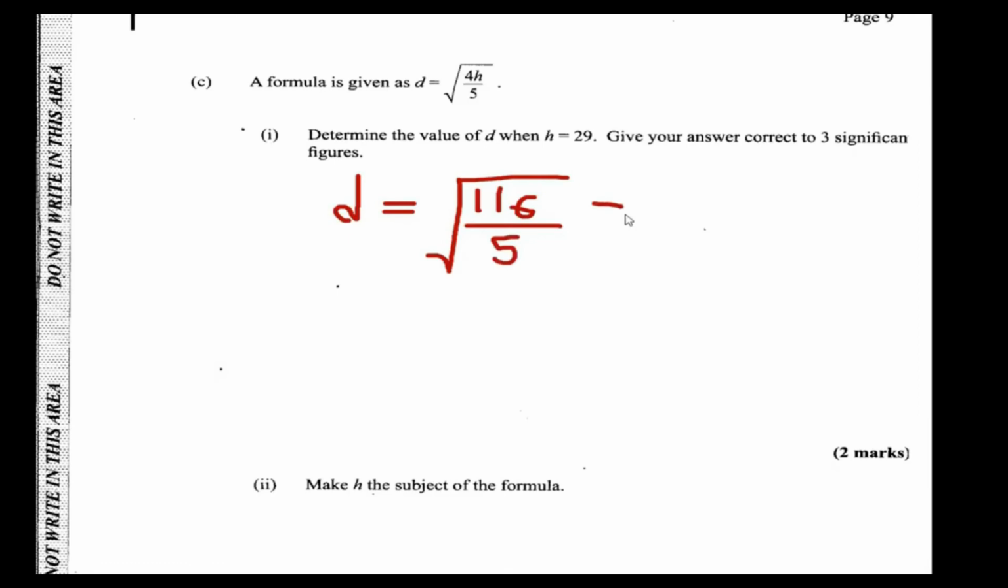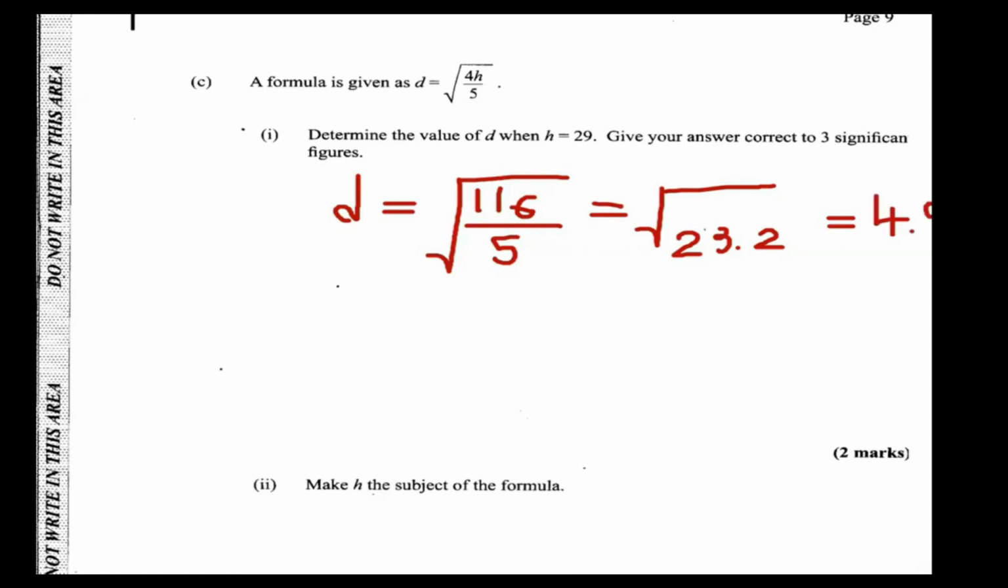Now 116 divided by 5 is 23.2. So D is equal to the square root of 23.2. So go ahead, put that in a calculator. Just do it. Square root 23.2. So when we square root 23.2, we're getting 4.82. So that is D. D is equal to 4.82.